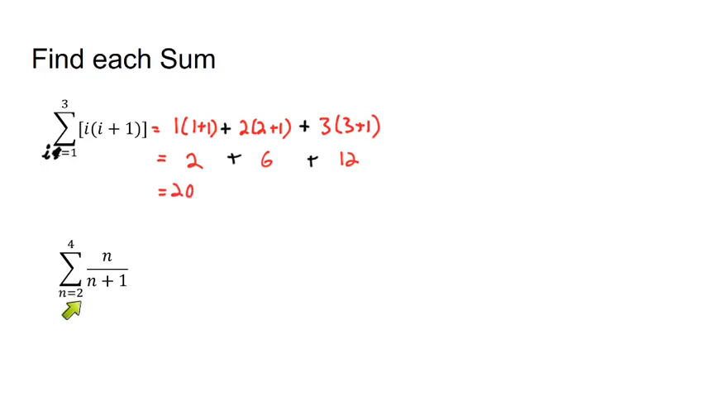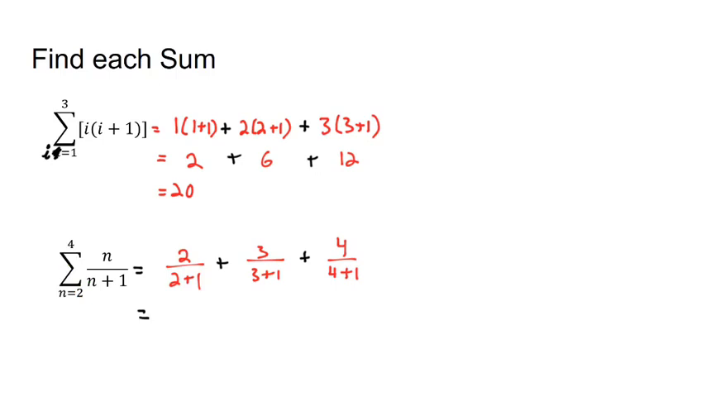I've got to be careful because this time we're actually starting at 2. Don't let that trip you up. So I'm going to substitute in 2 over 2 plus 1, because I started with 2. And then I'm going to substitute in 3 over 3 plus 1. And then lastly, I'm going to substitute in 4 over 4 plus 1. I'm just substituting each of these values in for n and making sure that I stop there.